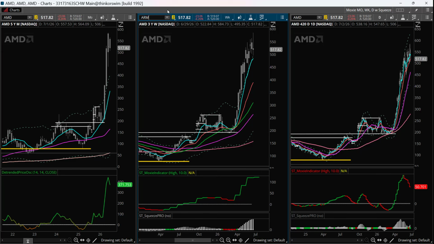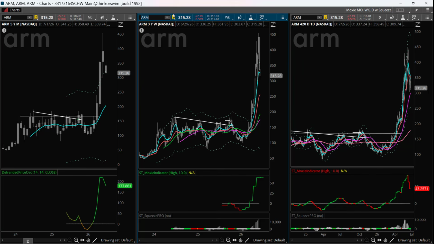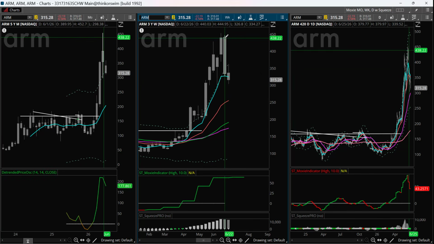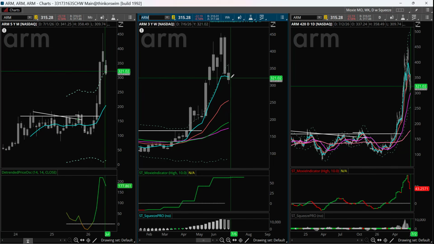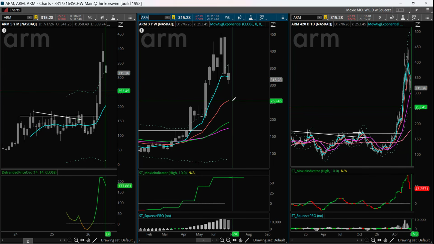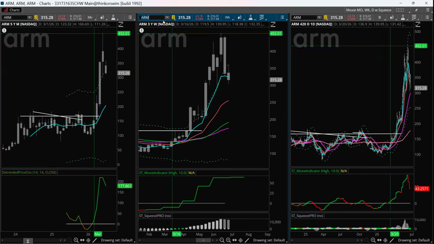And we have already been seeing some of these things do that. You can see here's ARM, had a big move up. This thing's really only back to the weekly 8. What if it wants to come back to the weekly 21, which again would be perfectly normal and healthy for a lot of these things to do that?